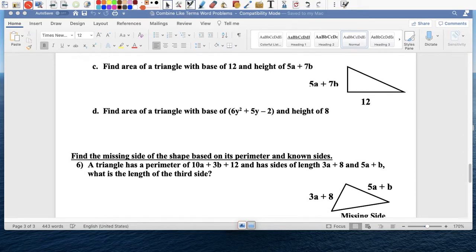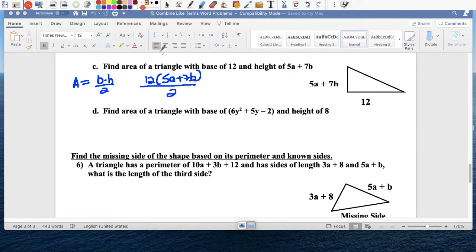Find the area of a triangle. So here's a triangle, base times height divided by 2. So we're going to do the same problem. A triangle is base times height divided by 2. So the base of this triangle is 12 times 5a plus 7b divided by 2.